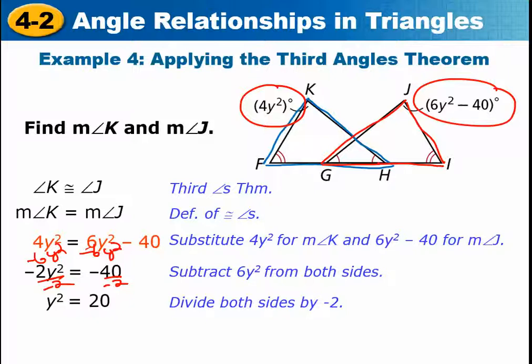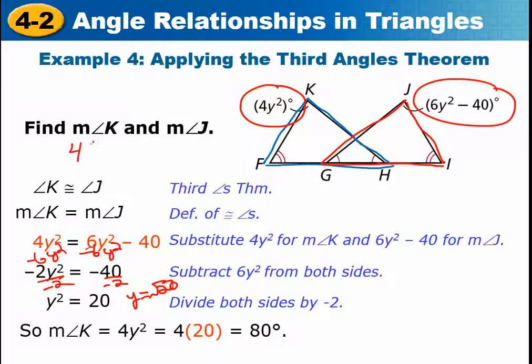Now, the answer is not 10. It says y squared equals 20. You need to take the square root of both sides to find y. However, they did not do that because the expressions themselves... I'm going to write it here anyway just in case somebody would like to solve for y. But they didn't even bother because the measure of angle K was 4y squared, but y squared is 20.